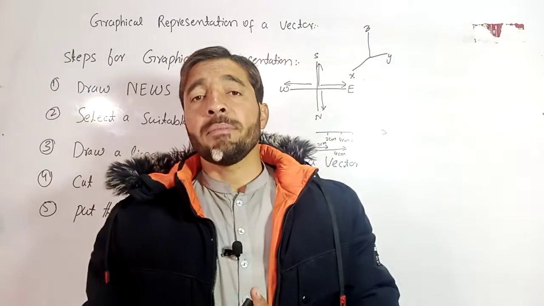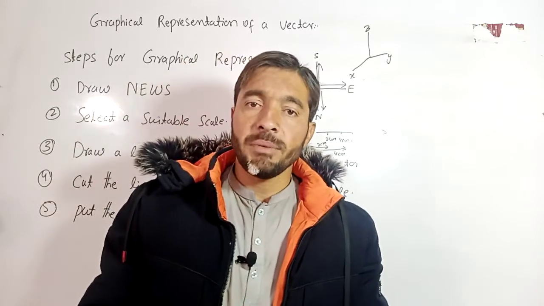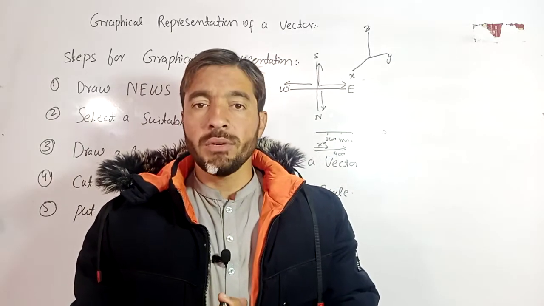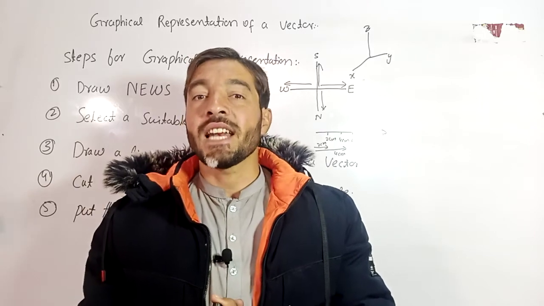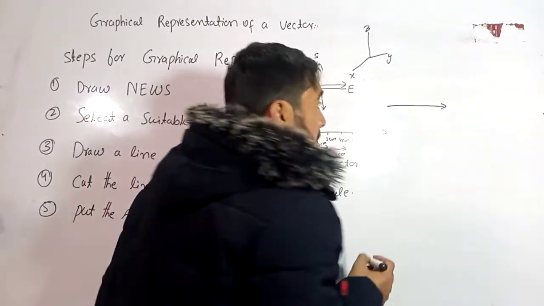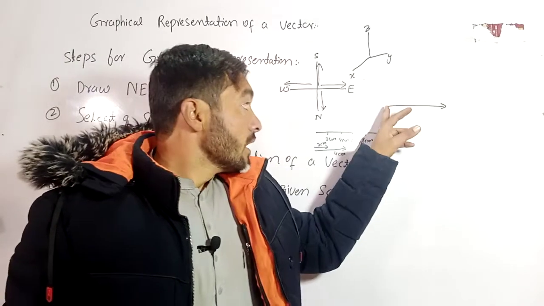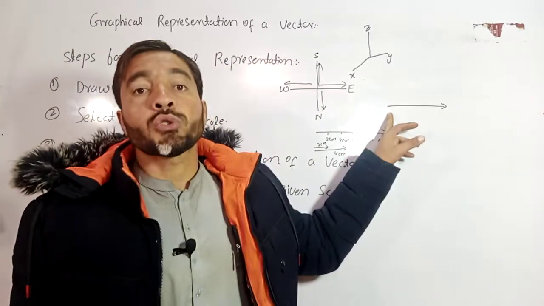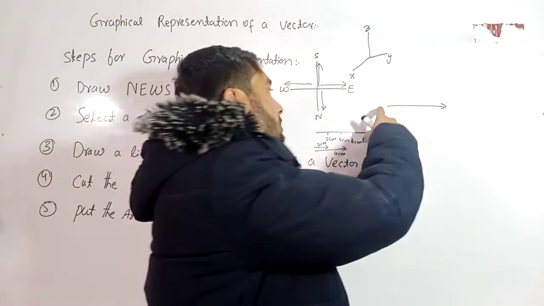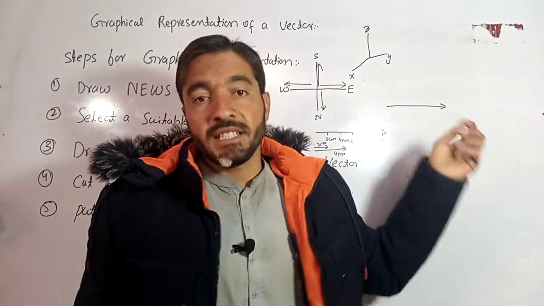So there are two processes for representation of a vector. One is graphical representation, the other one is symbolical representation. Symbolical representation we covered in the previous lecture, and today our topic is graphical representation. In graphical representation, we represent a vector by an arrow. The starting point of the arrow is the tail and the end point is the head of the arrow. The distance from tail to head is called magnitude, and the arrow shows us the direction.